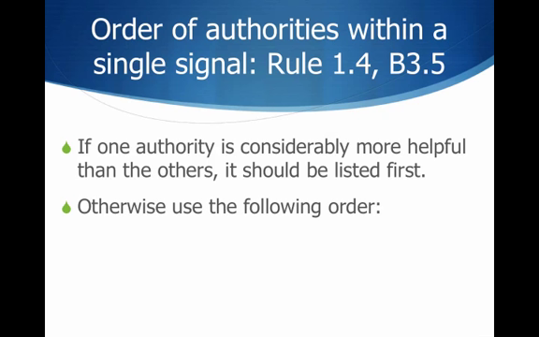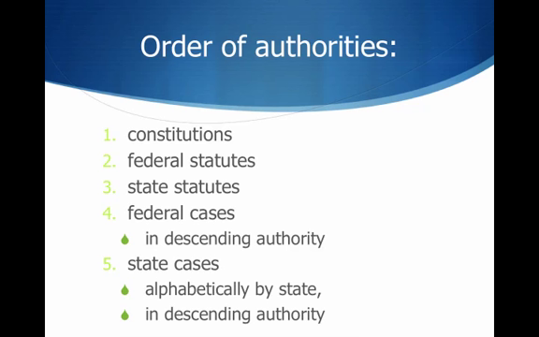When trying to order your authorities within a single signal, you're going to be looking at Rule 1.4 or Blue Pages Rule B3.5. If one authority that you want to cite is considerably more helpful than the others, it should be listed first. Once you've listed the most helpful authority, you're going to use the following order to arrange the remaining authorities. First, constitutions. Second, federal statutes. After federal statutes come state statutes. Then we'll talk about cases, starting with federal cases.